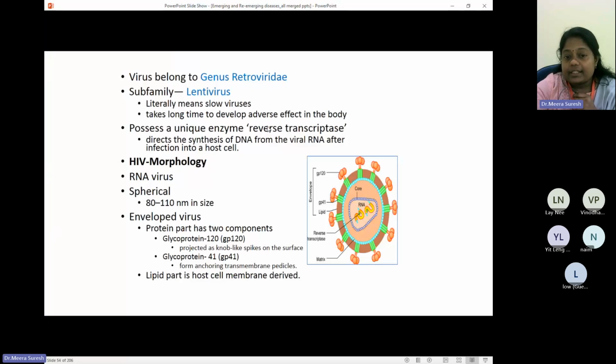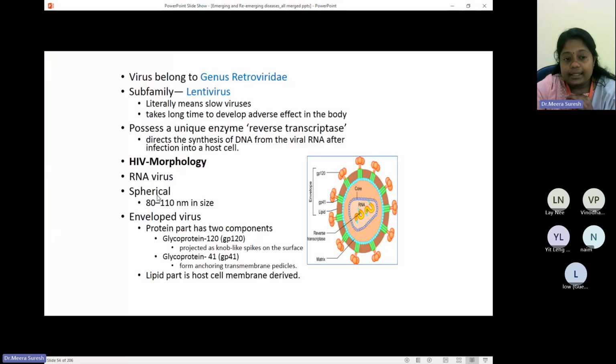So the presence of reverse transcriptase is very important, because it is reverse transcriptase that helps convert the RNA in the HIV to DNA, and then they have control of our nuclear mechanism.